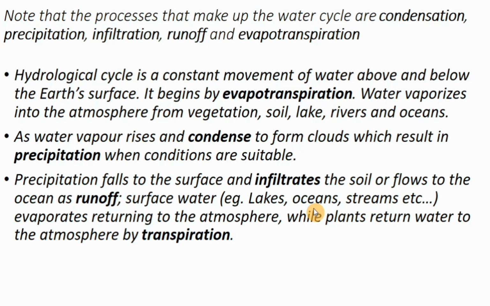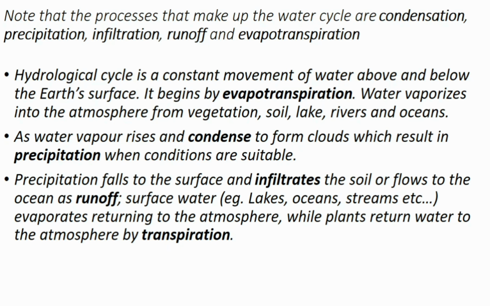So again, when there is solar energy, or when the sun is shining, there will be heat that will come to the river or soil and so on. This makes the water evaporate again and return to the atmosphere, while the plants return water to the atmosphere by transpiration. You understand that this will make a cycle.